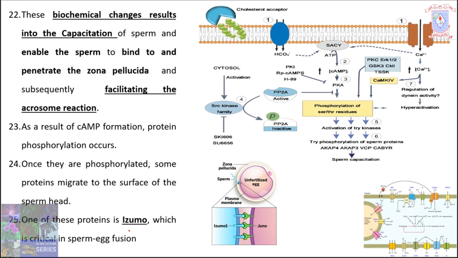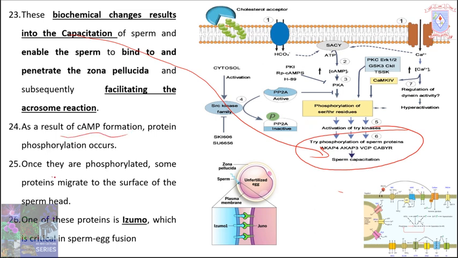And these biochemical changes result in the capacitation of sperm and enable the sperm to bind to and penetrate the zona pellucida of the egg, and that facilitates the acrosomal reaction. As a result of cAMP formation, protein phosphorylation occurs, and once they are phosphorylated, some proteins migrate to the surface of the sperm head. And one of these proteins is called Izumo. Here you can see the Izumo protein.